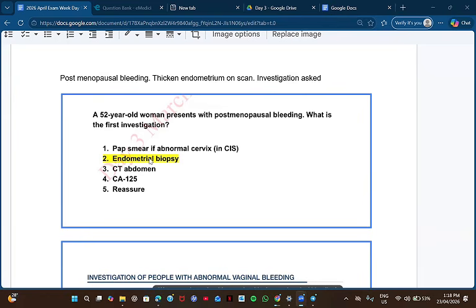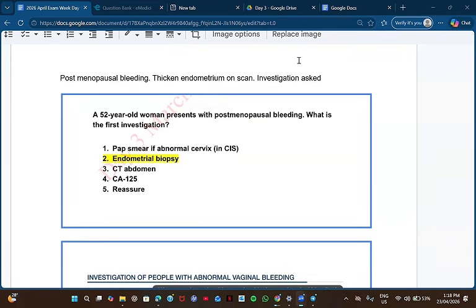But doctor, we are doing HPV and LBC for screening. Yes, that's a different thing, right? Don't confuse these things. So we are doing screening for who? Okay, tell me, we are doing screening for whom? Who needs screening?